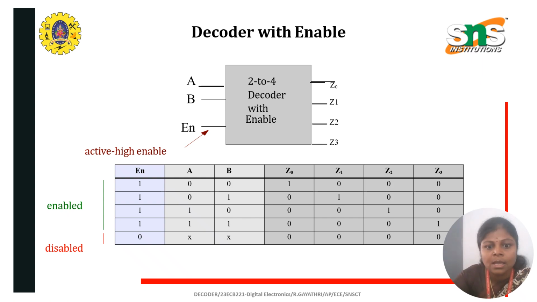In this case the output will be the same as that of the 2 cross 4 decoder. For 0 0 with the enable pin also 1, the output Z0 will be 1, and similarly Z1, Z2 and Z3. When the enable pin is 0 and A and B are don't care, all the outputs will be 0.